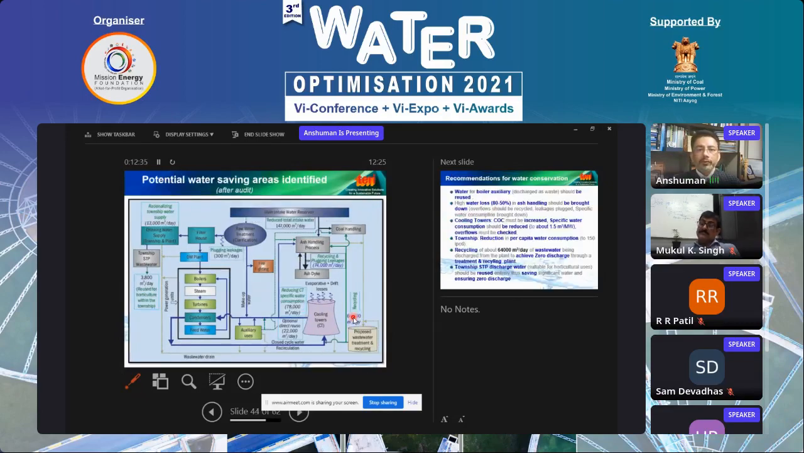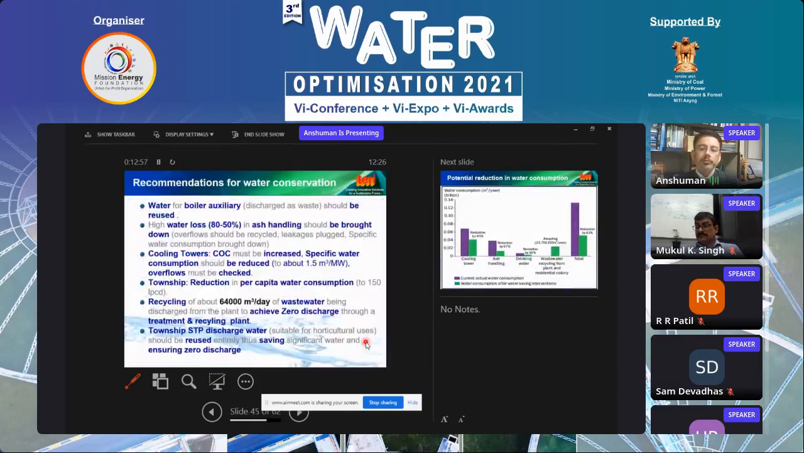Now, what we identified as potential for water saving was in various areas: by plugging leaks, by reducing the CT specific water consumption, by increasing the cycle of concentration, COCs, rationalizing township water, and of course, recycling and reusing the wastewater which was going out of the drain. With a combination of all of these, we found that there could be significant areas of water conservation.